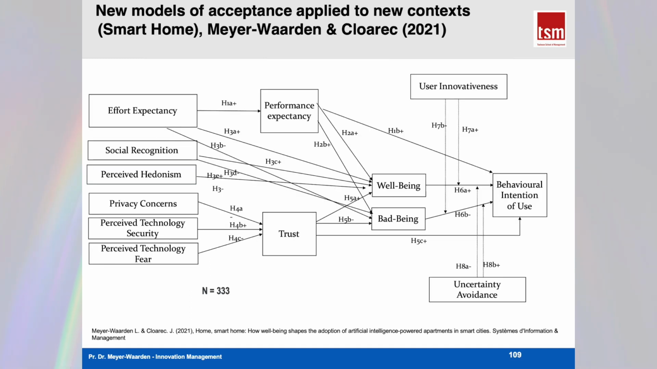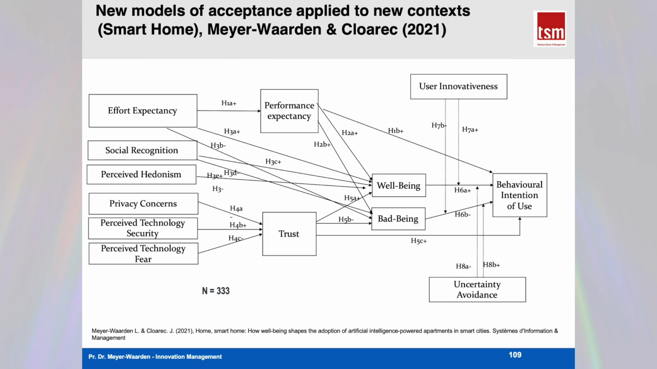Here we extend the UTAUT2 model to smart home acceptance. So you can see that effort expectancy leads to higher performance expectancy. So the easier the smart home is to use, the higher will be the performance expectancy or the benefits perceived by the smart home. You can also see that social recognition as well as perceived hedonism, so the joy of the smart home, the hedonic and experiential aspects, have a positive impact on well-being. And you can see that finally negative factors such as privacy concerns and technology fear negatively impact trust. On the other hand, the higher the smart home has security, the higher will be also the trust. Subsequently, trust will positively influence behavioral intention of use of the smart home.